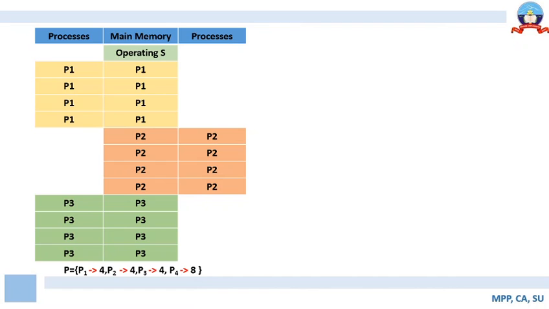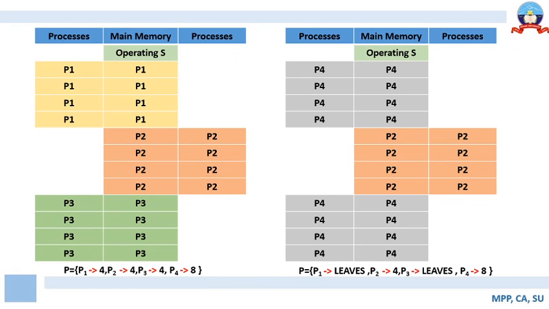Now let us consider that P1 and P3 complete their execution. So P1 and P3 leave the system. When P1 and P3 leave the system, the memory is to be deallocated. So whatever memory that was allocated to P1 and P3 is to be deallocated. Once it is deallocated, it can be used by any other process that is to be executed by the processor. So here what we need to do now is load the process P4 from the secondary storage device onto the main memory.